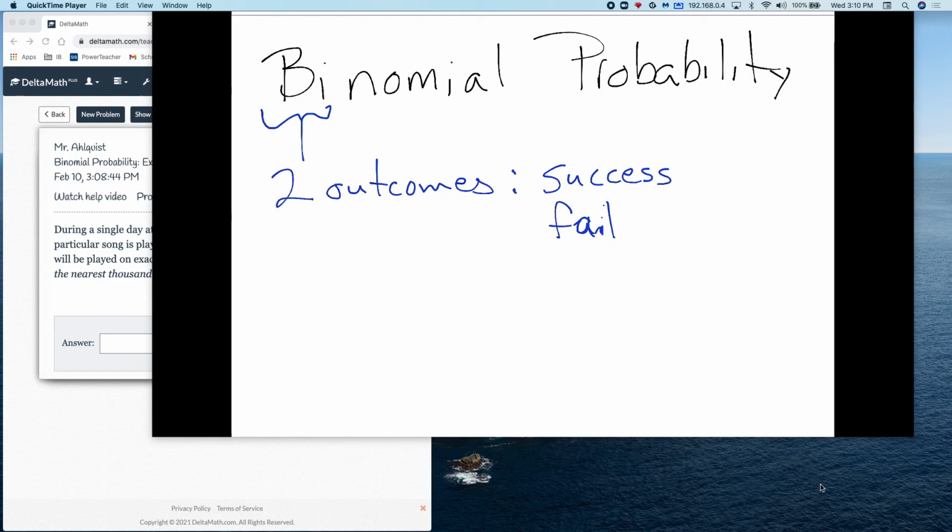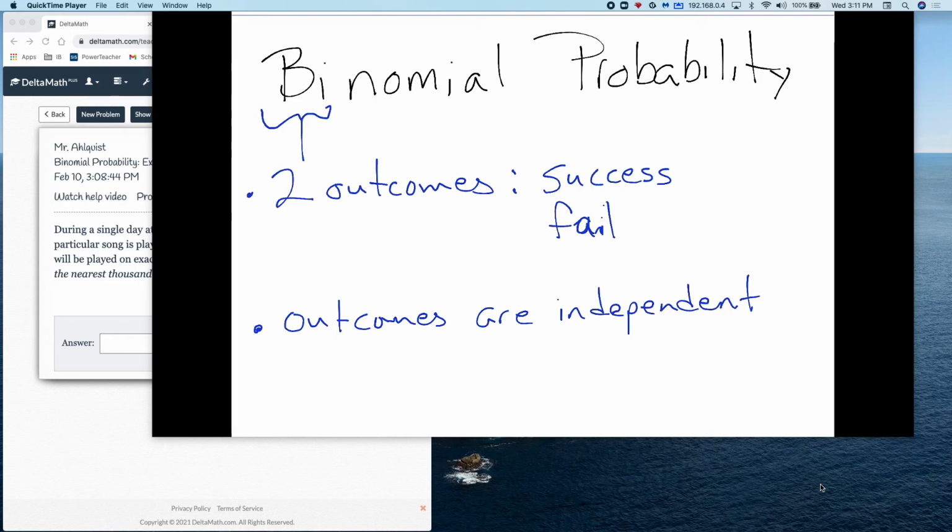And the other thing that's true about this is the outcomes are independent. So what that means is they don't affect each other. You always have the same success or the same failure. We could use this in the coin flipping thing.